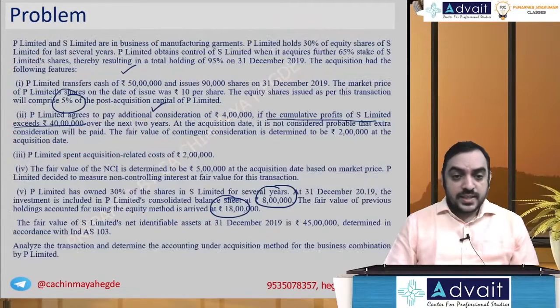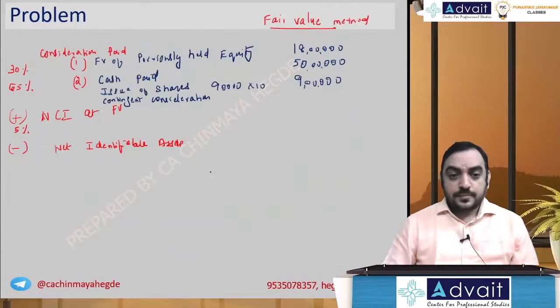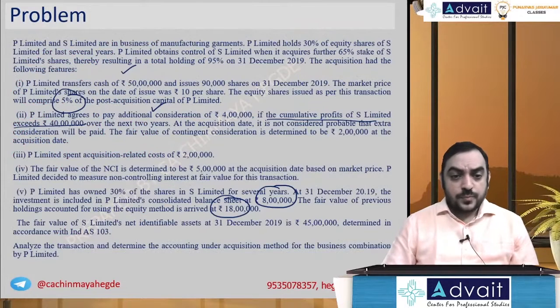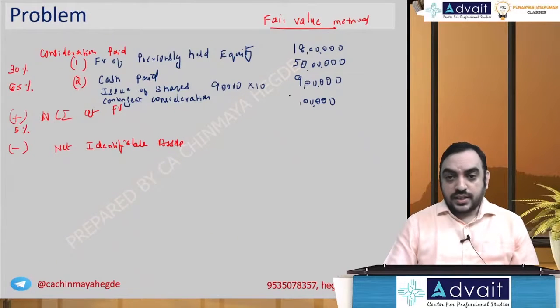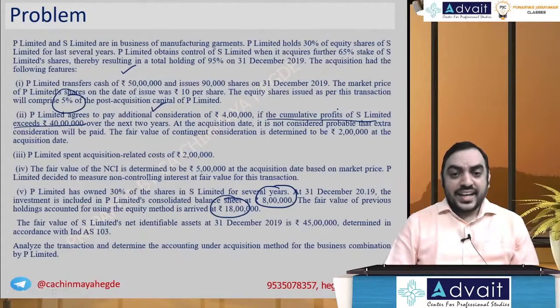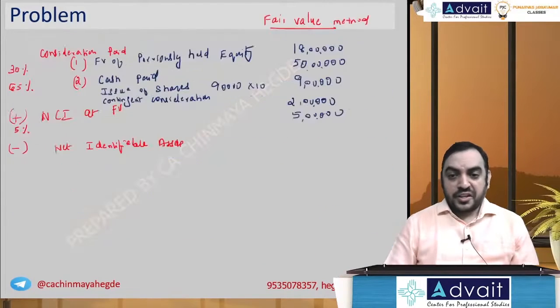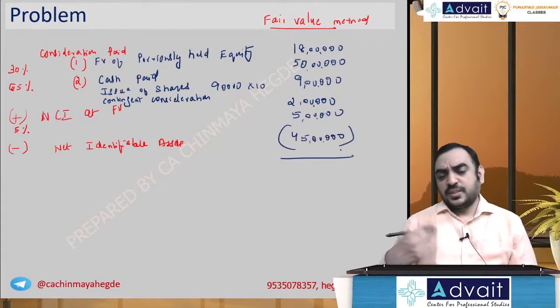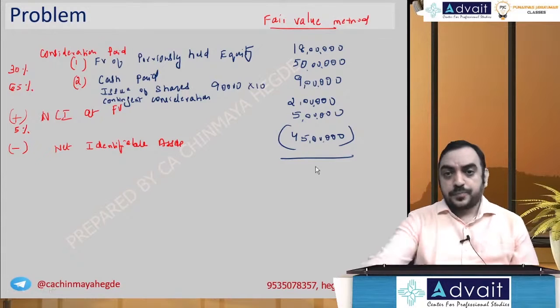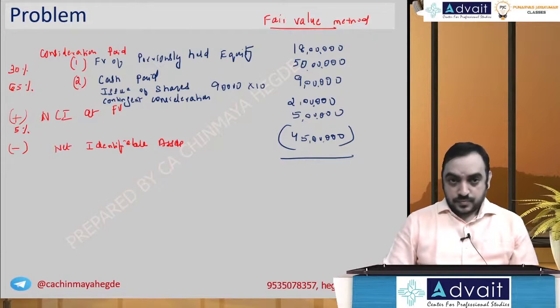Contingent consideration, sorry, not 5 lakh, 2 lakh. Contingent consideration 2 lakh. NCI fair value 5 lakh. And net identifiable assets 45 lakh. So if you compute the amount and the result is a positive number, that becomes goodwill. A negative number becomes gain on bargain purchase.